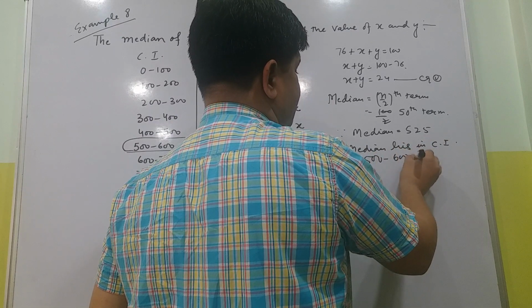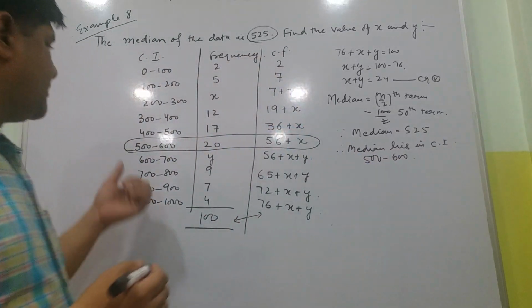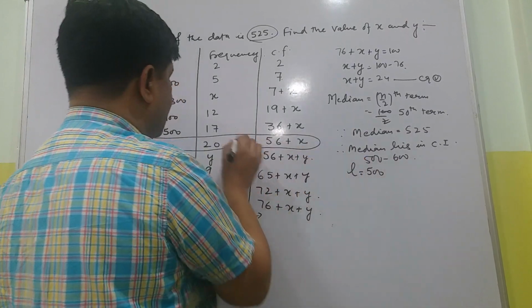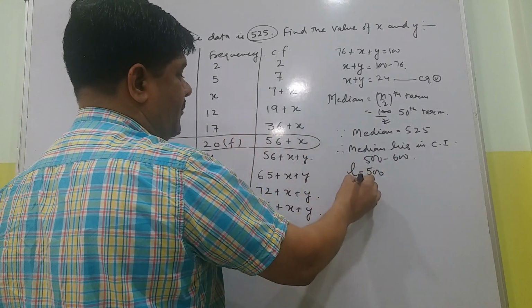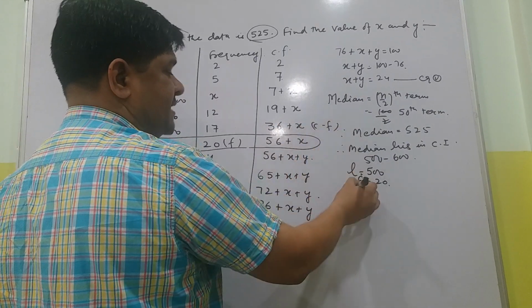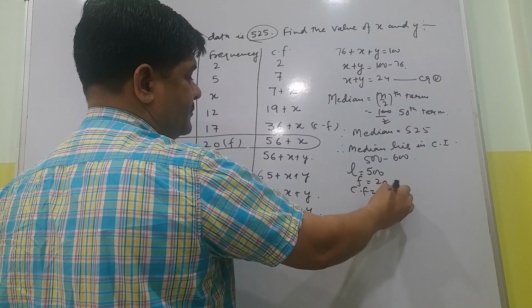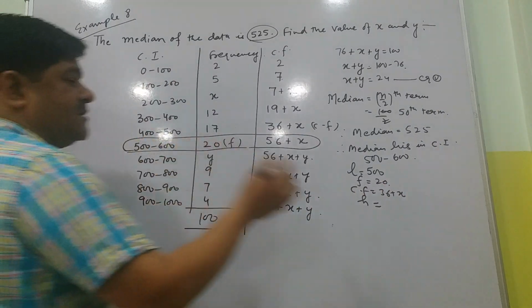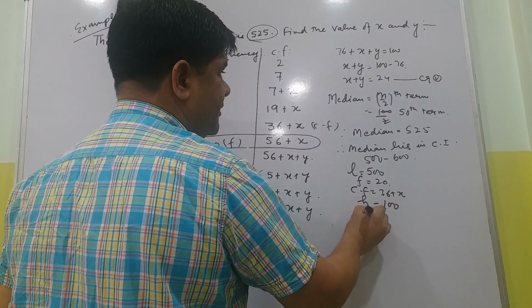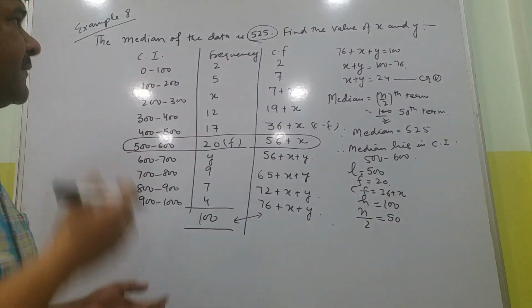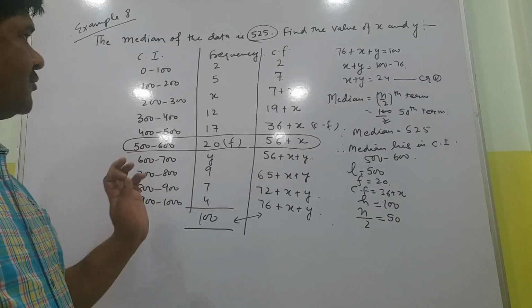So here the lower limit L is 500, f here is 20, CF here is 30 plus x, h here is 600 minus 500, that is 100, and n by 2 you already calculated, that is 50. Again, see how you have to do it.